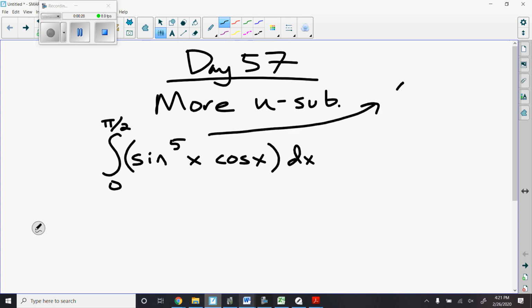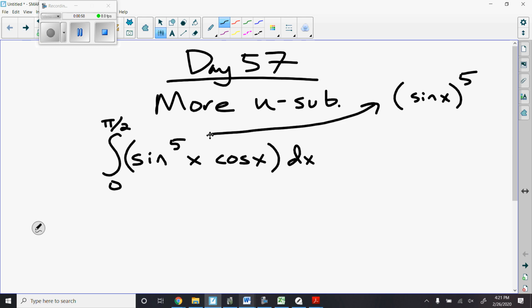sine of x to the fifth. When we think about it like that, we can see, oh yeah, this could be a u substitution because I know sine's derivative is cosine. So I can just let u equal sine of x, because then that cosine x dx would come out in the du. That's exactly what I'm going to do.